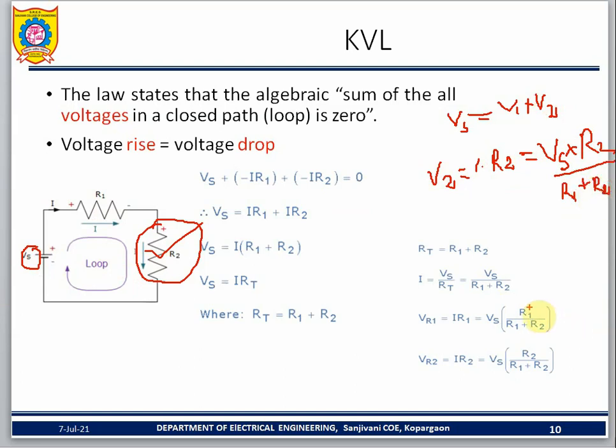So this is the method to find out V2 fast. The lengthy method is to find the I value first and then substitute. Directly, you can go with this one. This is the voltage divider rule. Okay, that's all.